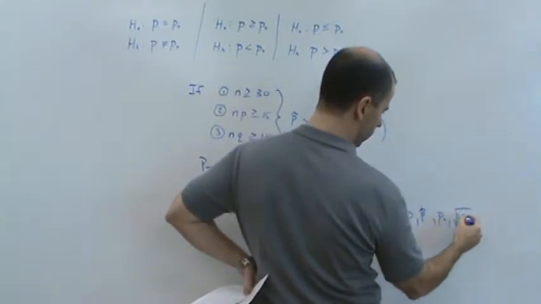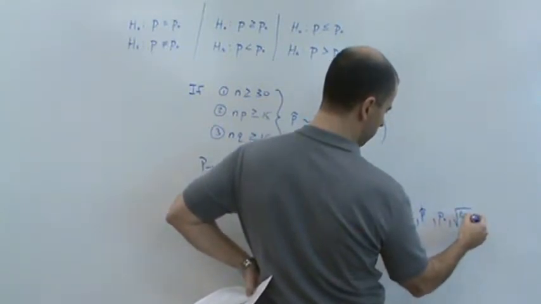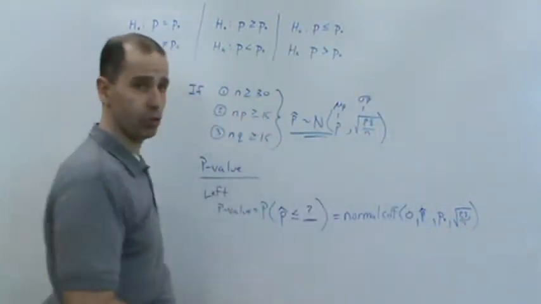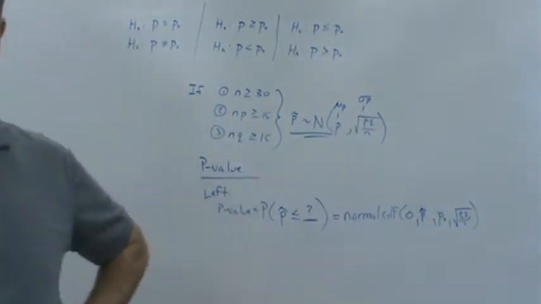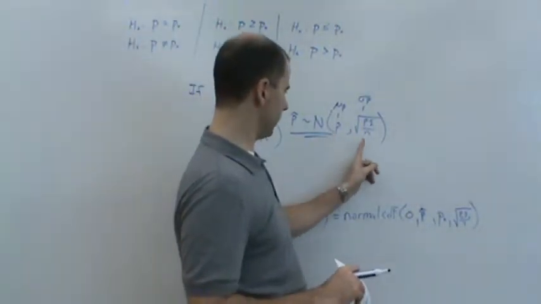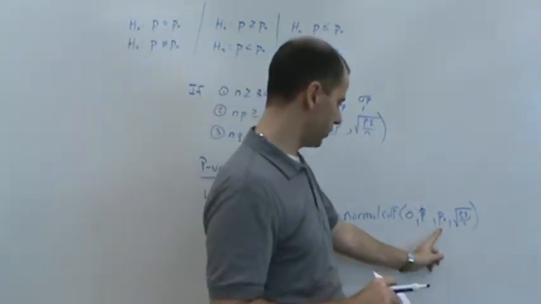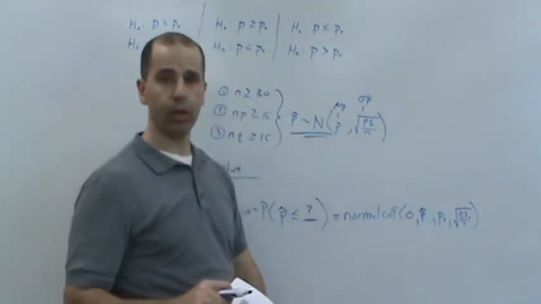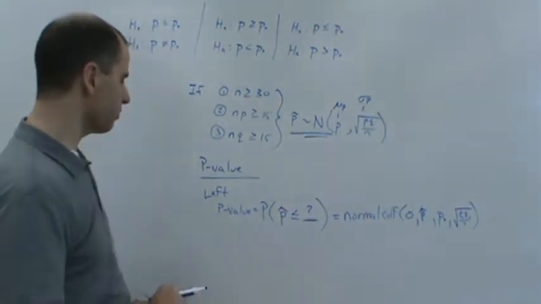This would be the square root of p0 q0 divided by n. So as long as we put the correct values into the normal CDF, it's normal, this is the mean, this is the standard deviation. As long as we put the correct mean and the correct standard deviation in our upper and lower bound, we'll get the same answer.